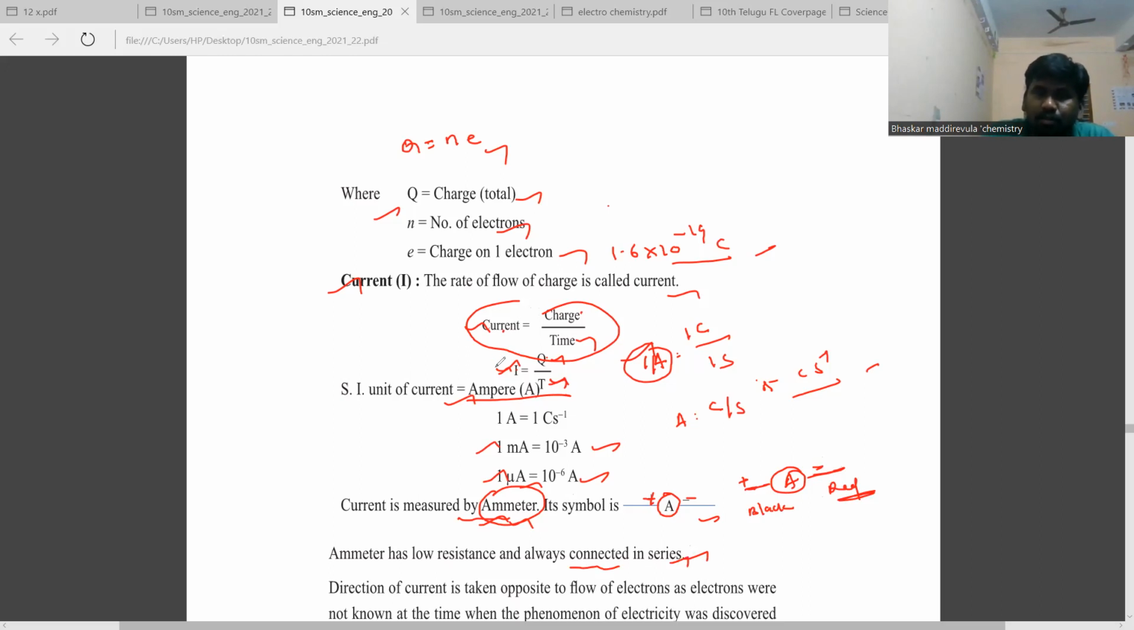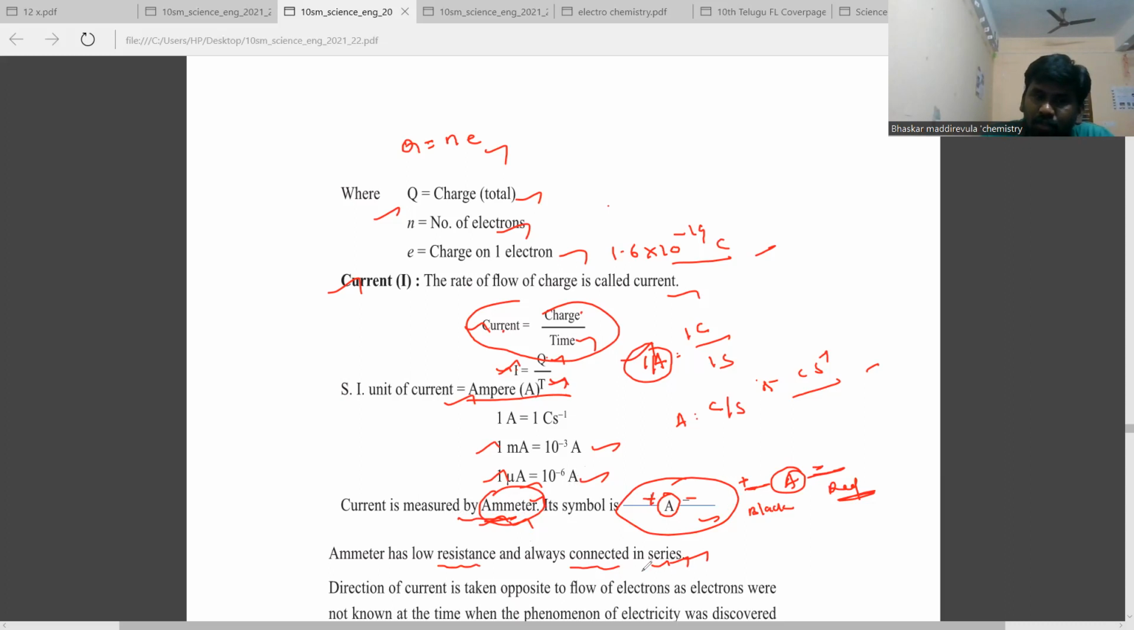Here we learned some information about the current, how we can find the current, and the symbol of the ammeter. The ammeter is one of the instruments with which we can find current experimentally. This ammeter has a very low resistance, because we use it to measure the electric current. That's why it always has a low resistance and is always connected in series.